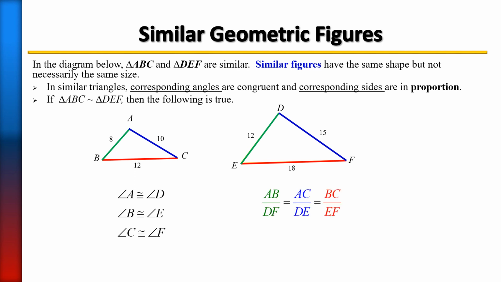So again, with similar triangles, the corresponding angles are congruent, which means that the corresponding sides are in proportion. So 8 to 12 and 10 to 15. These are all what we call corresponding sides, and then 12 to 18. And there you have it, similar triangles.